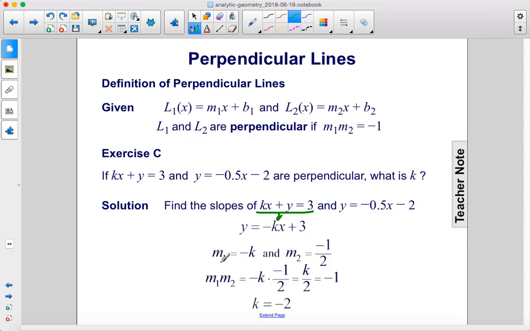So we have m1 equal to -k, and over here we have m2 equal to -1/2. So we have m1 times m2 equals -1, and then you put in all the information. So m1 is -k, m2 equals -1/2, and we set that equal to -1, solve for k, and we get -2.